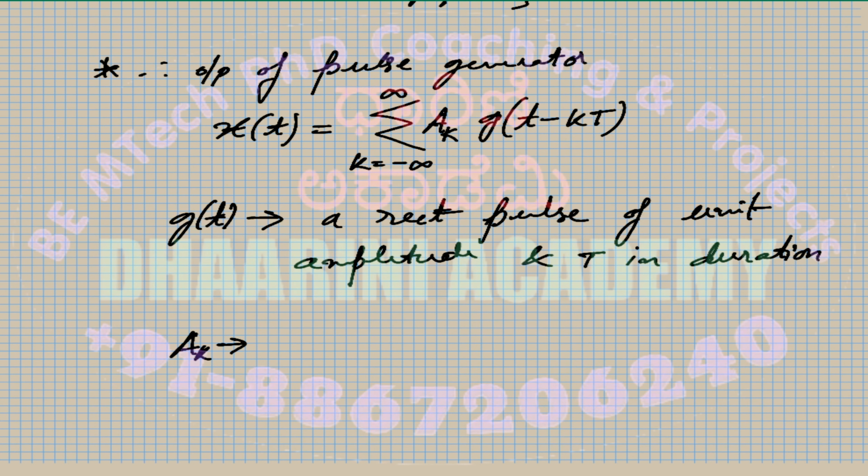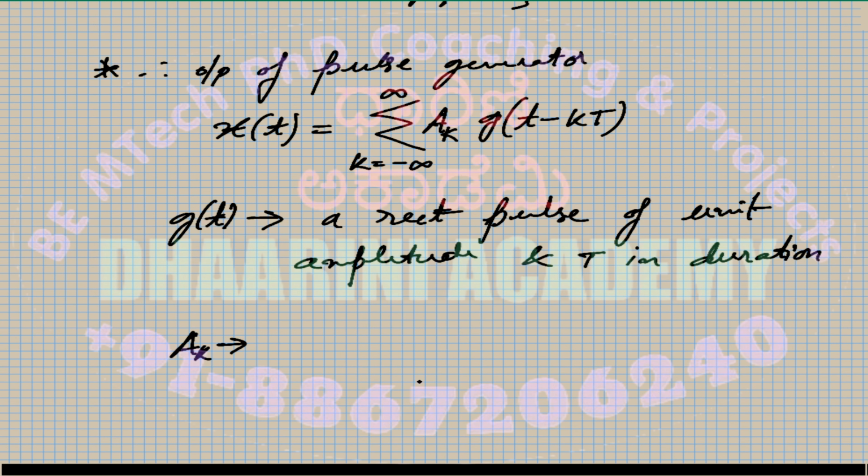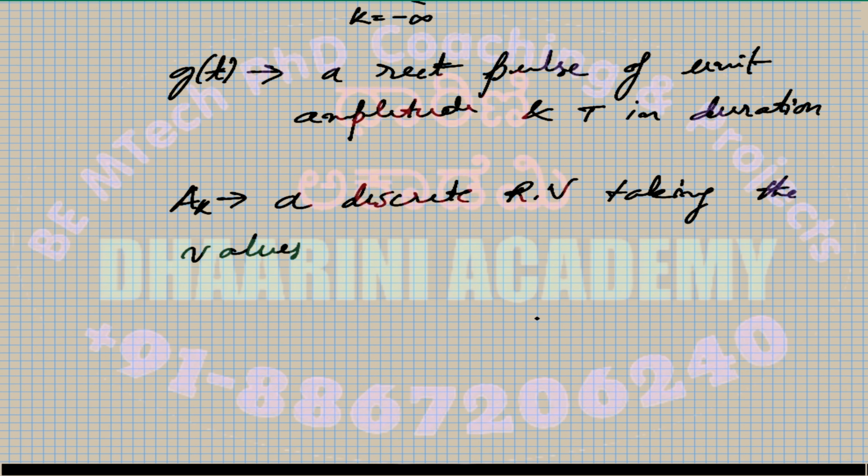Because you may send any one of the 26 letters at a given point of time. Anyone may come. It doesn't matter whether you are trying to send the letters of a valid English word or not. So that's why this AK I'm going to call a discrete random variable. AK is a discrete RV, for random variable, taking values like this. So let's write the following values.